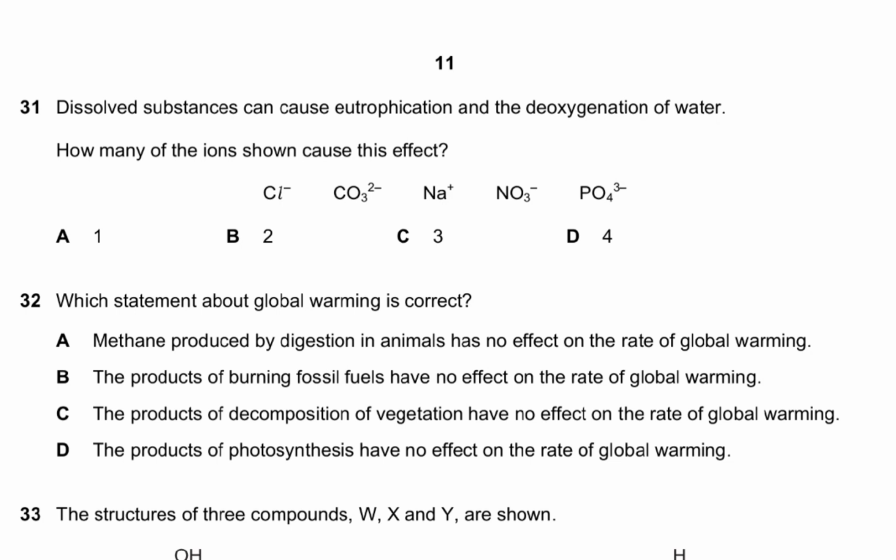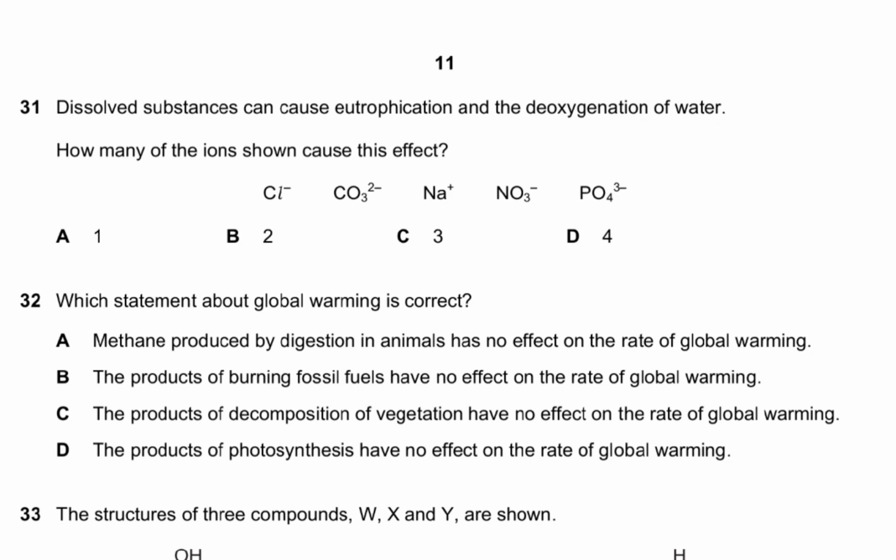So we have just two ions here which cause it. We have chloride, carbonate ion, sodium ion, nitrate ion, phosphate ion. These are all the ions written here. So we know carbonate is not the reason, sodium is not the reason, chloride is not the reason. So now the remaining two are the reason of eutrophication.